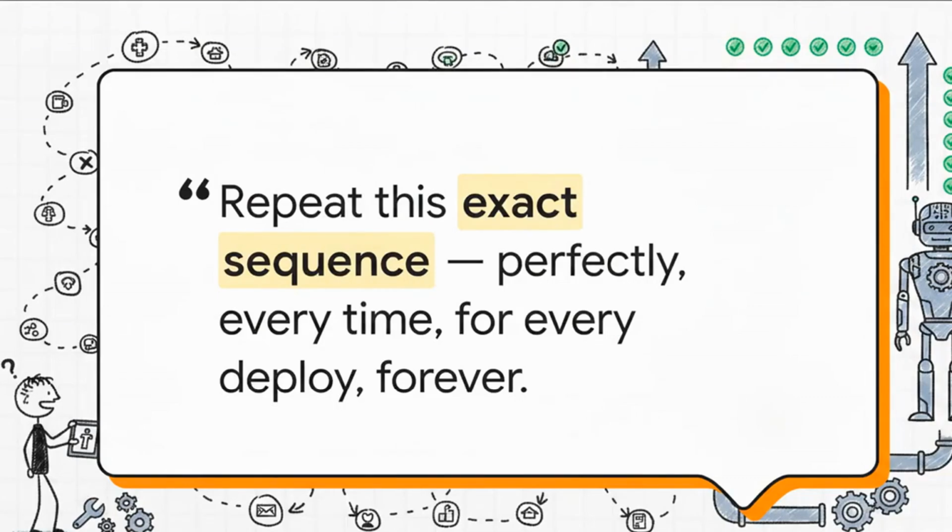Because here's the core problem with that manual SSH and pray method. When you deploy manually, you're basically asking a human being to repeat this exact sequence perfectly every single time for every deploy forever. And let's face it, we aren't built for that. We're going to forget steps, we'll skip tests when we're rushed, we'll make typos. But automation, it doesn't. It gives you the exact same outcome with zero chance of skipping tests every single time.